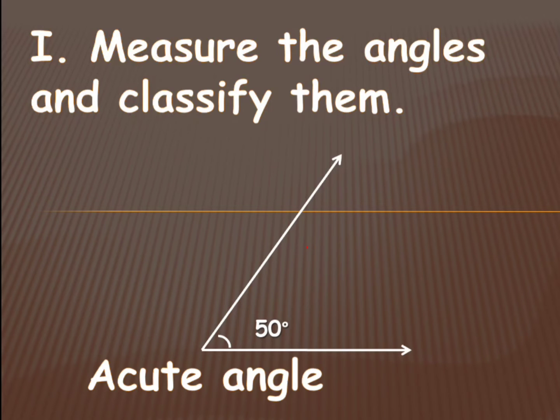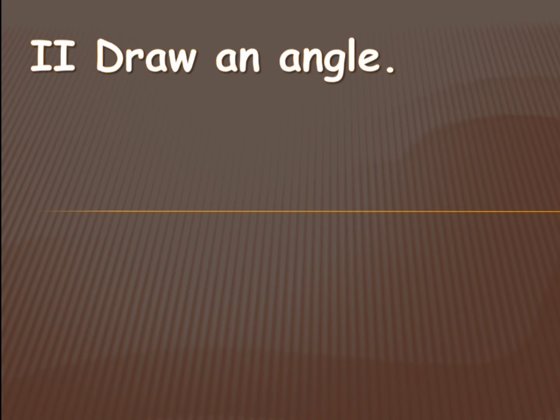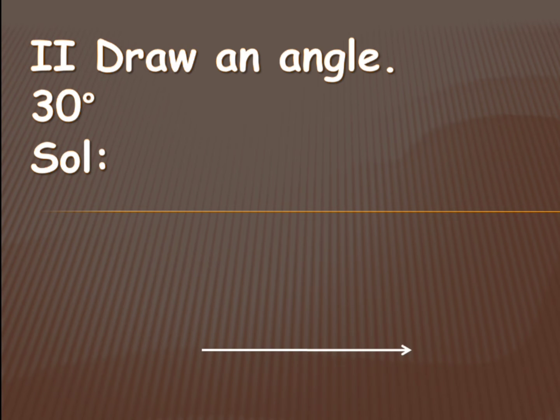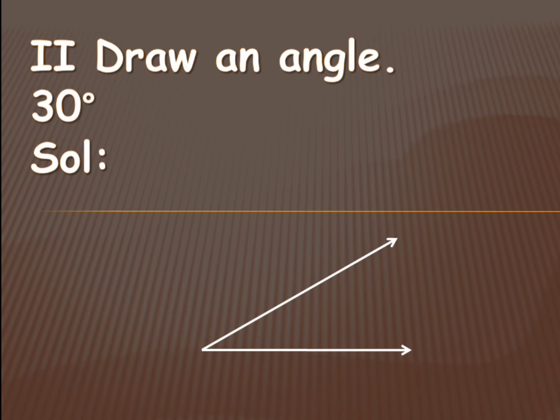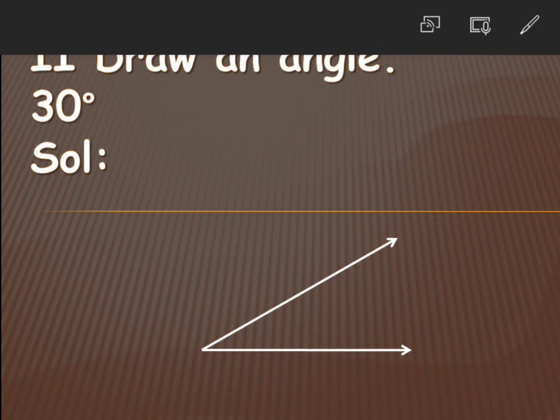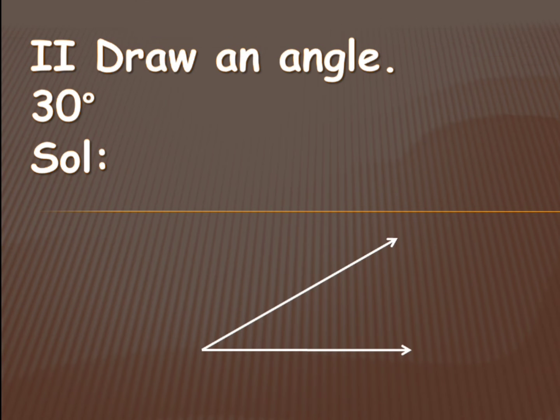Okay, coming to the next bit, draw an angle. Some angle I'll be giving. For example, here I have taken 30 degrees. First you need to draw a line and place the protractor in such a way that the vertex of the line, that is the start point of the ray, coincides with the midpoint of the protractor. And then you will take the 30 degrees point and you will draw the line. Okay, you can make a point over there. If you make a point there, then it will be easy for you to draw the line.